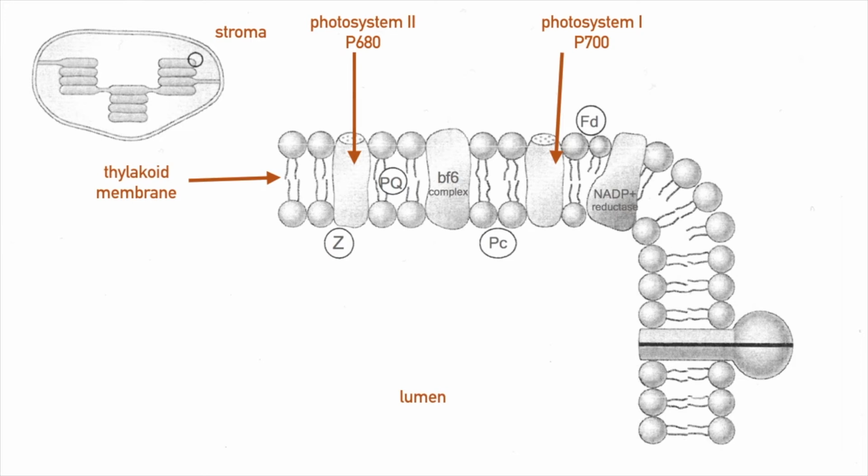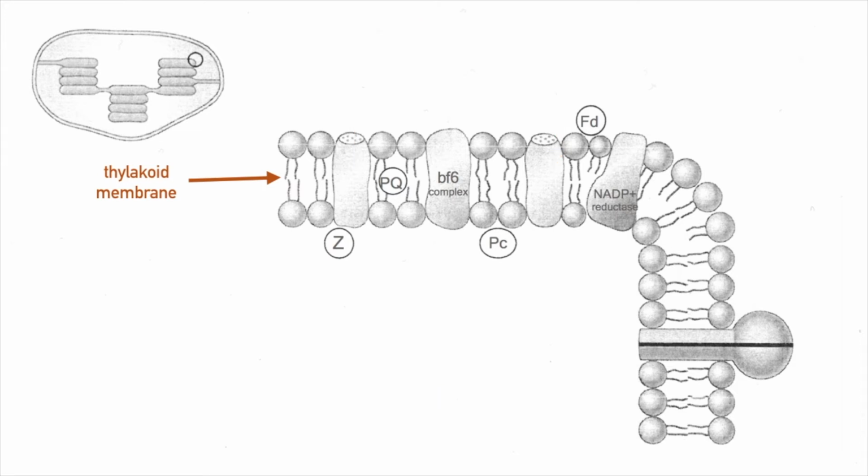Now, as you may guess, the chlorophyll A that is found in photosystem 1 can best absorb wavelengths of light at 700 nanometers. So hence the name. P680 and P700 is based on the wavelength of light that is best absorbed by each photosystem, and photosystem 2 and photosystem 1 are named based on the order in which they were discovered. Okay, so let's begin.